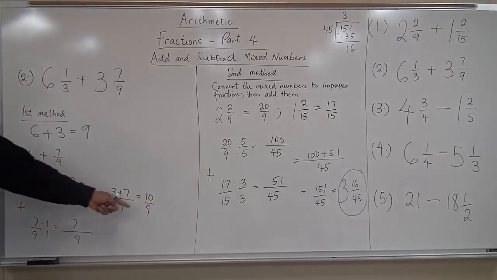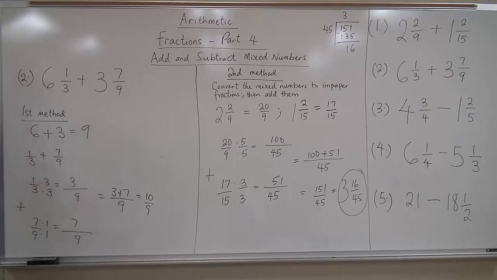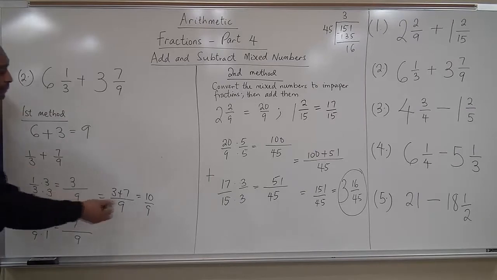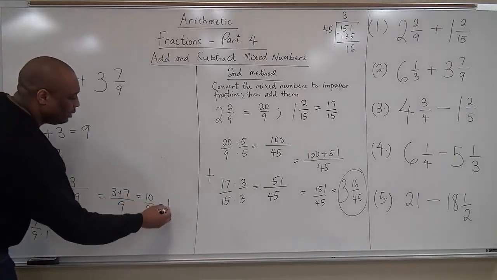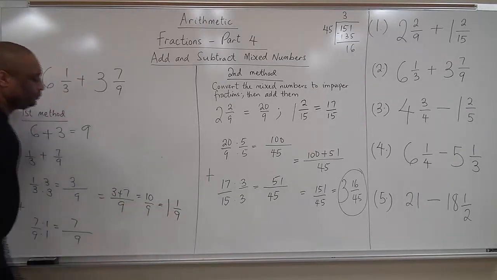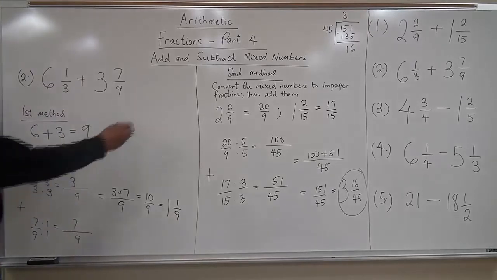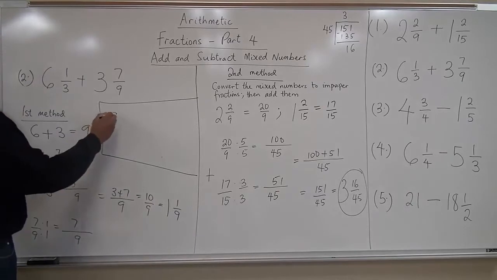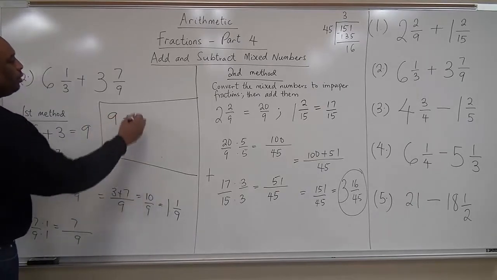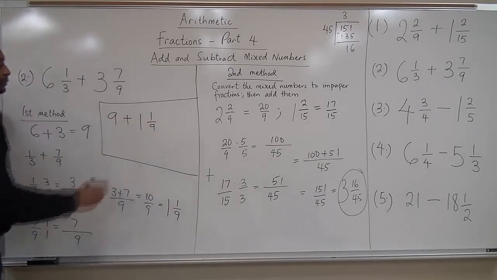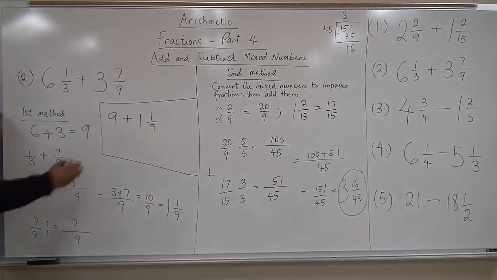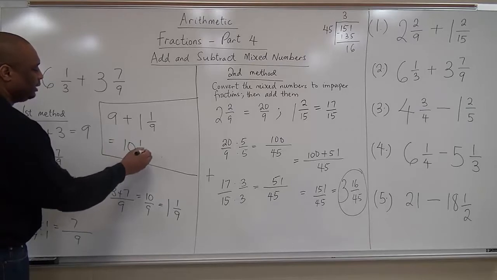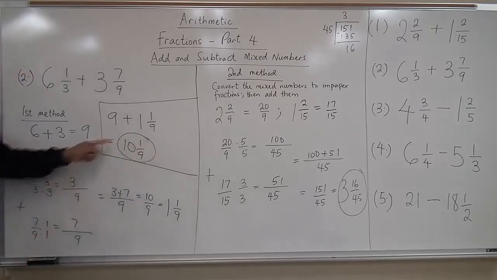Okay? Improper fraction. I want to leave it as a mixed number because I don't want to write 10 over 9. So this will be 1 whole number, 1 over 9. So now, what do I do? What I do now is I add 9 plus 1 whole number, 1 over 9. And that will give me, of course, 9 plus 1 is 10. 10 whole number, 1 over 9. And this becomes my answer.